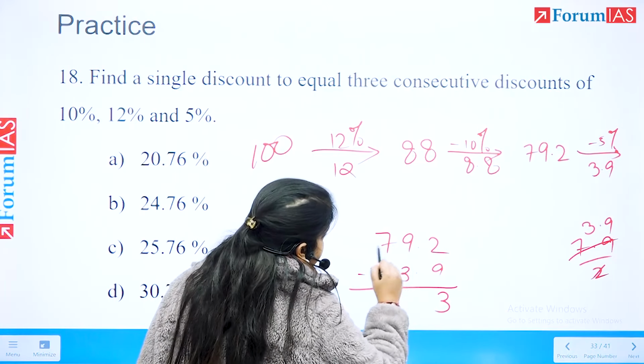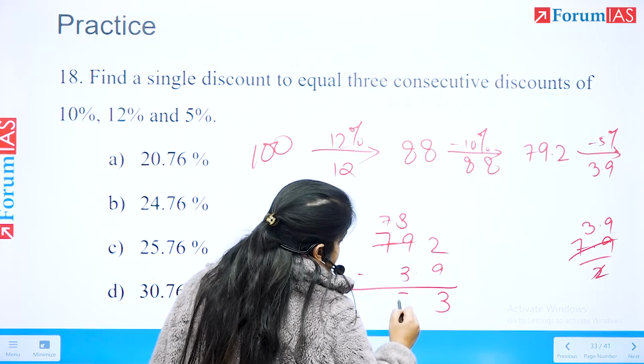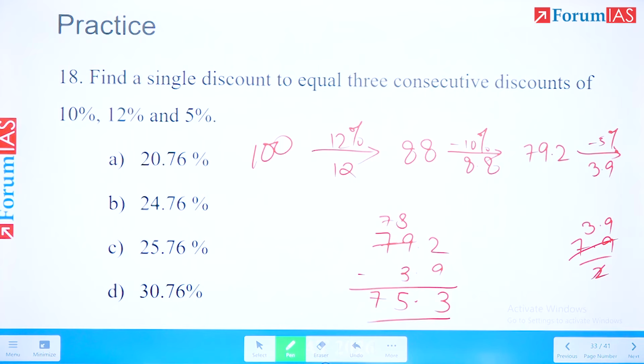75.3. 100 minus 75.3 is equal to 24 point. हाँ बता बोलो.